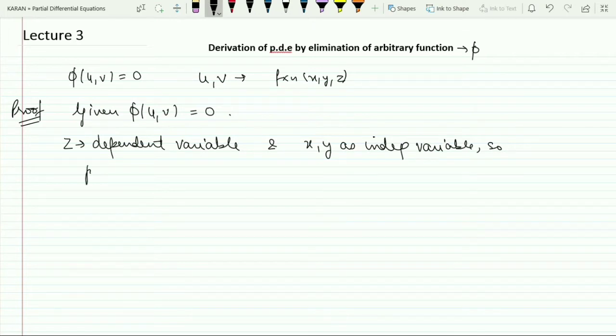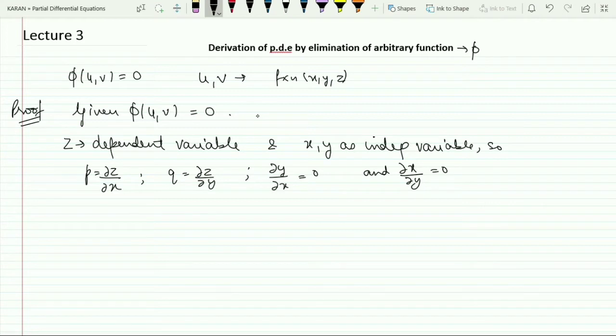what is my p? p is nothing but curly z by curly x. What is my q? That is del z by del y, correct? And since x and y are independent variables, del y by del x will be 0, and similarly del x by del y will also be 0.